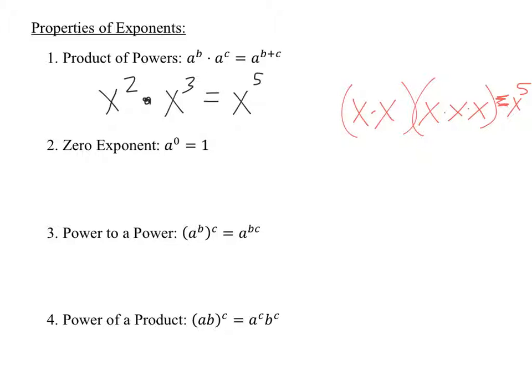All right, second one, 0 exponent. Anybody know how to do this one? Anybody ever seen the proof of where this comes from? Why is anything to the 0 1? You've learned that before, right? Like 5 to the 0 is 1, or 2 to the 0 is 1.